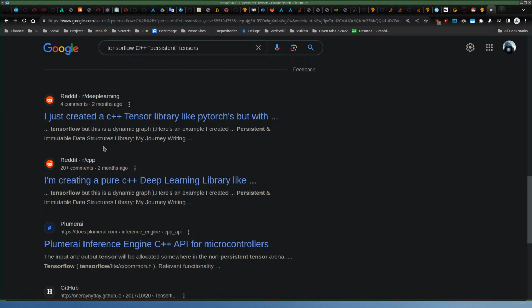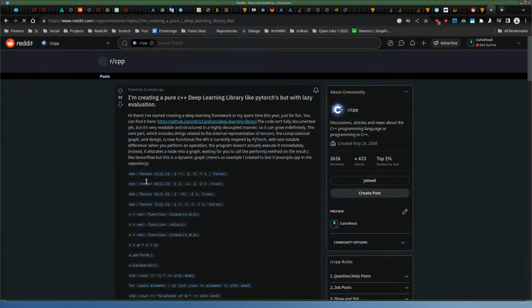What? 2 months. C++ tensor library. It's not using TensorFlow, but hey. Looks like the same guy. Yeah, exactly the same post even. Let's be distracted.